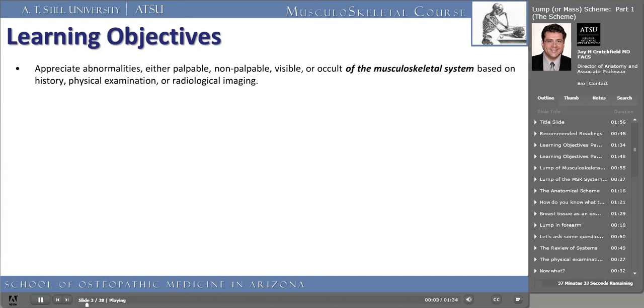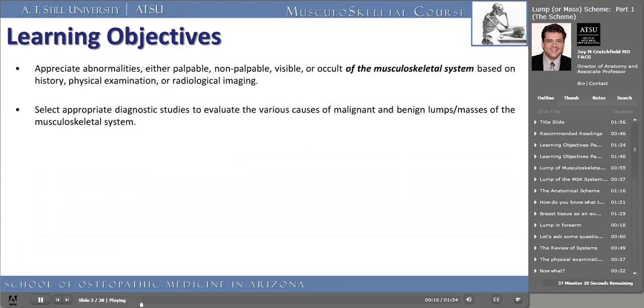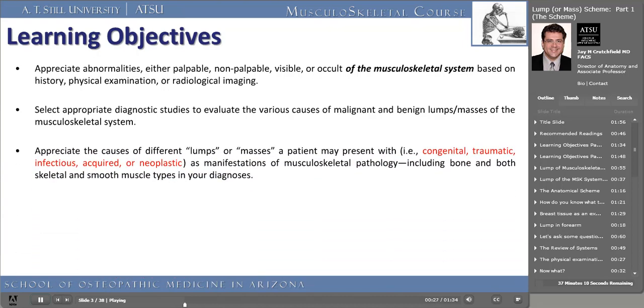Before we can delve into the various types of masses of the musculoskeletal system, either benign or malignant, I must first introduce you to the methods of obtaining biopsies. In addition, radiological imaging of the musculoskeletal system is mentioned to round out your understanding and ability to diagnose masses of the musculoskeletal system. In this presentation, I will expect you to appreciate abnormalities, either palpable, non-palpable, visible, or occult, of the musculoskeletal system based on taking a complete history, performing a physical exam, and interpreting radiological imaging.